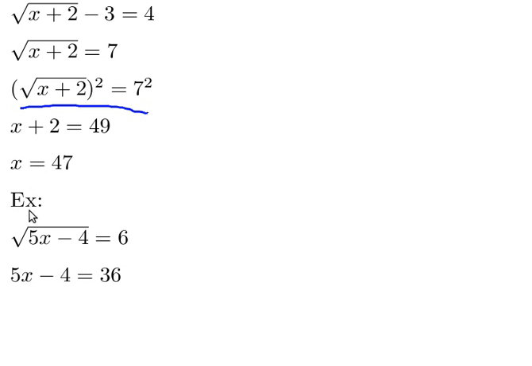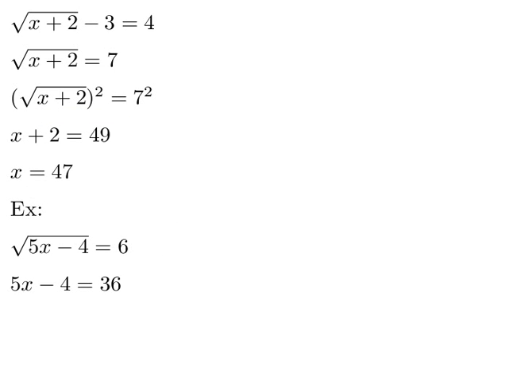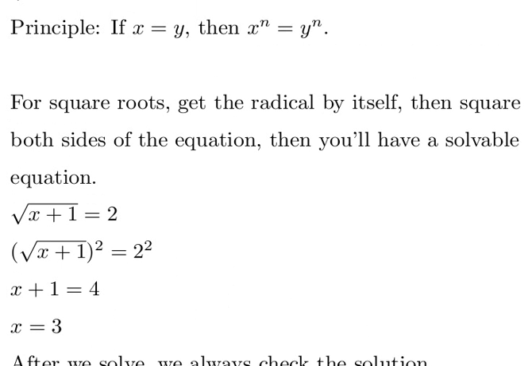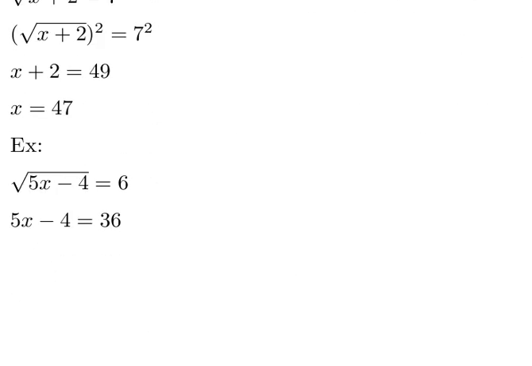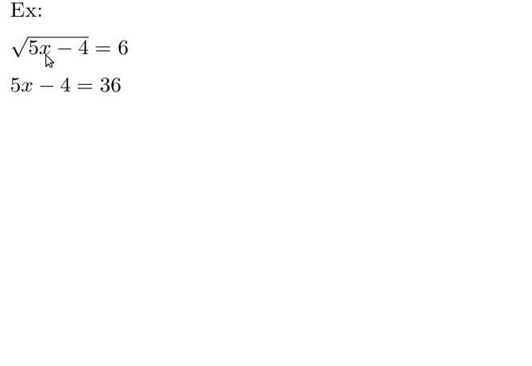All I did was square both sides of the equation. I want to repeat the reason why this is true: we have this principle that if x equals y, then x to the power of n equals y to the power of n. So that means if the square root of 5x minus 4 equals 6, then the square root of 5x minus 4, squared, I guess I will go ahead and do it this way. Hopefully one day this will not be so bad.